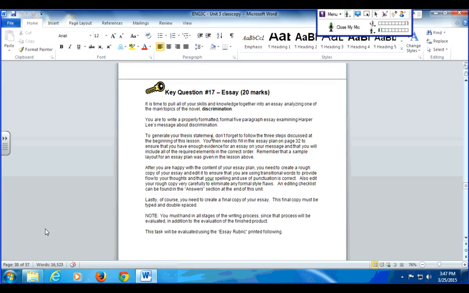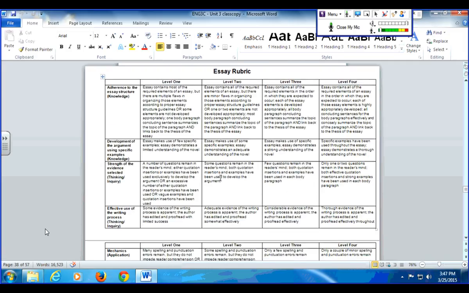And once all that's done, you evaluate using the rubric that's on the next page. It says it's worth 20 marks, but I am not very free giving those marks. You have to earn the marks for this. Now, there's levels 1, 2, 3, 4 in the rubric, looking at how well do you follow the essay structure, how well do you develop the argument, how well do you find the right points to help prove what you're doing, how well do you use effective writing.